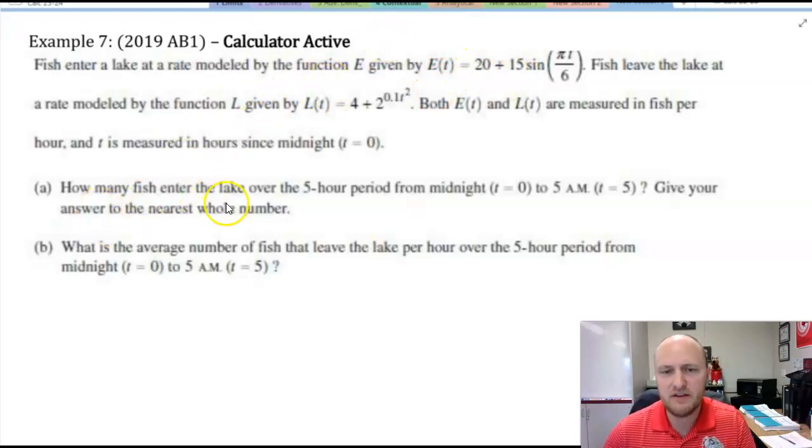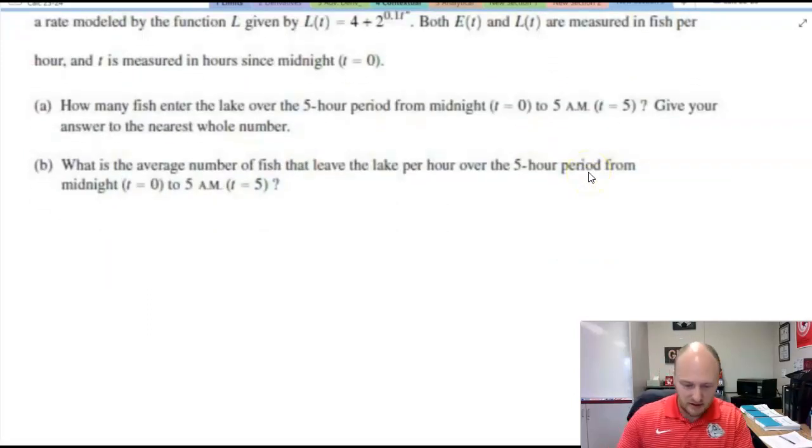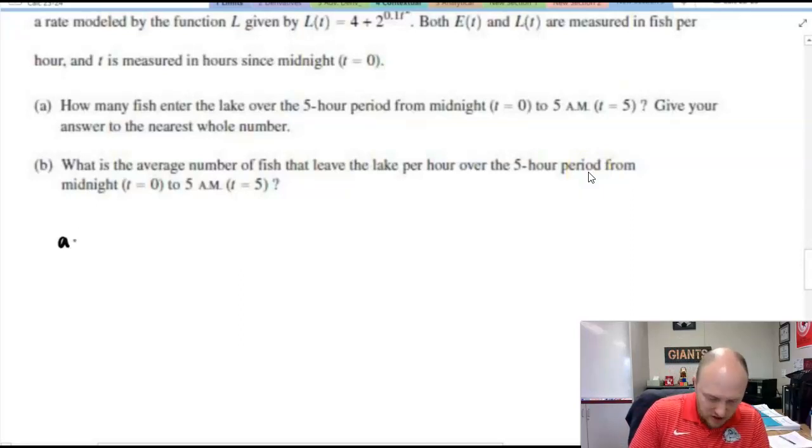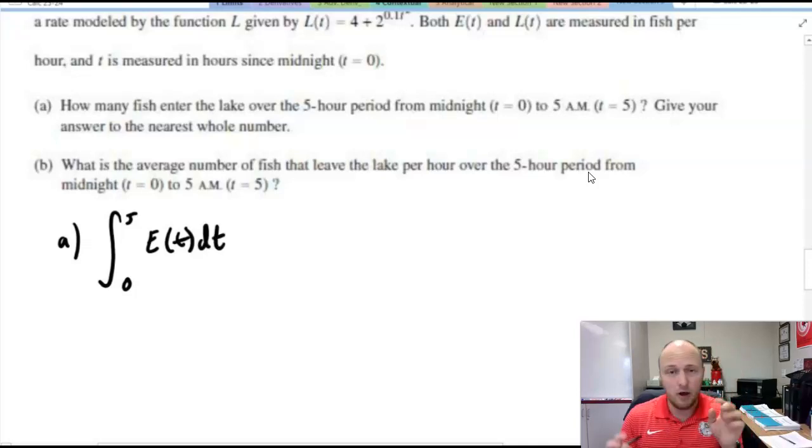So they say how many fish enter the lake over the 5-hour period from 0 to 5 a.m., from midnight to 5 a.m. So that's 0 to 5. What we're going to do is integrate that rate. We're going to accumulate the total amount of fish. So for A, I'm going to integrate from 0 to 5, and the function I'm using is E of t dt. Now, I'm not using L of t because I don't care about the fish leaving. I just want E of t.